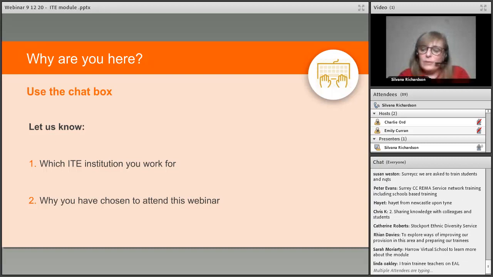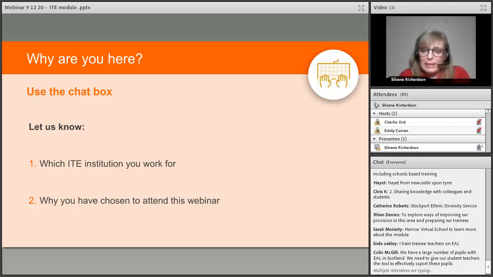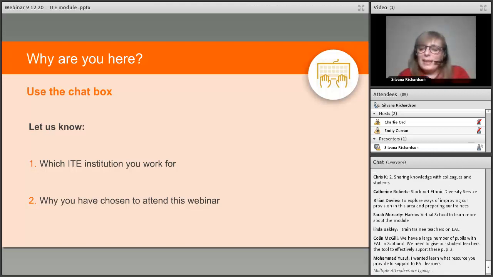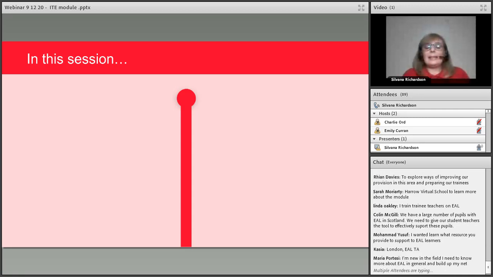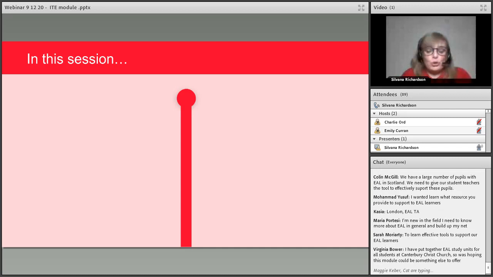Stockport, to explore ways of improving our provision. I train trainee teachers on EAL. You're in the right place, Linda. Thank you. I wanted to learn what resource to provide support. Fantastic. Well, thank you ever so much. I have a better sense of who we are talking and interacting with. London, fantastic.